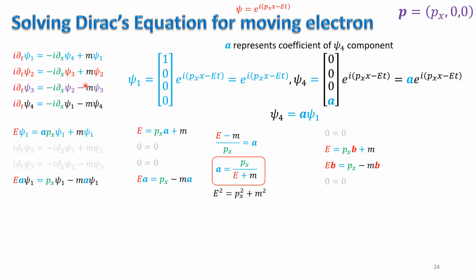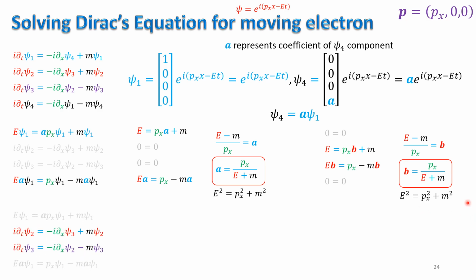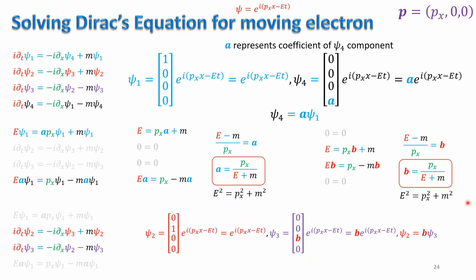Similarly, for psi 2 and psi 3 interdependence, we have introduced parameter B, and other two equations are not playing any role. In that situation, we can write two expressions for B, and we can eliminate B by equation px upon E plus m, and this also has to offer a binding E square is equal to px square plus m square, that Pythagorean situation. So here psi 2 and psi 3 will have interdependence through parameter B.